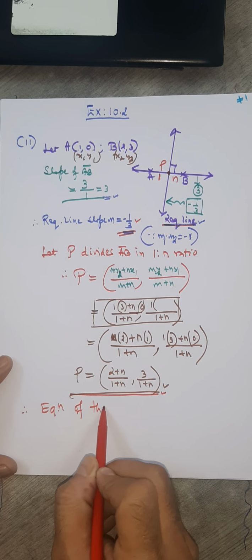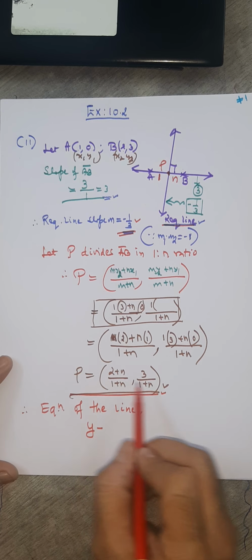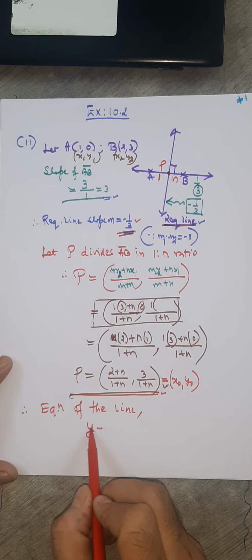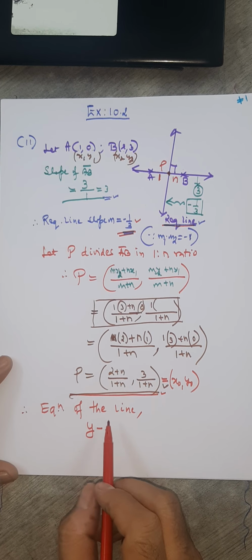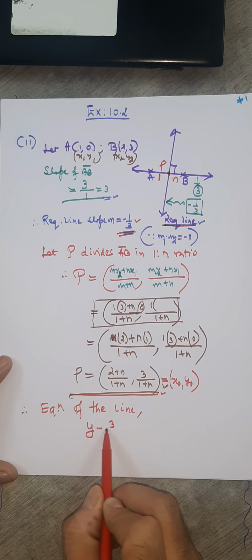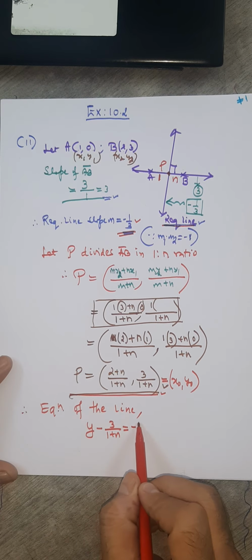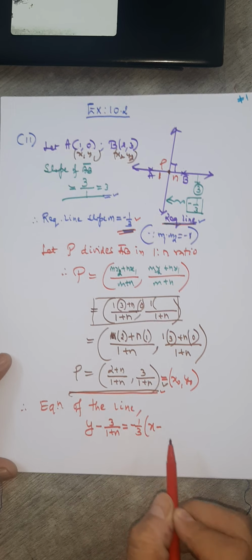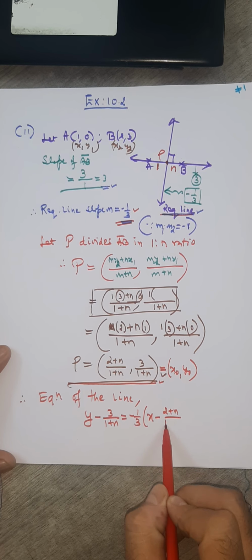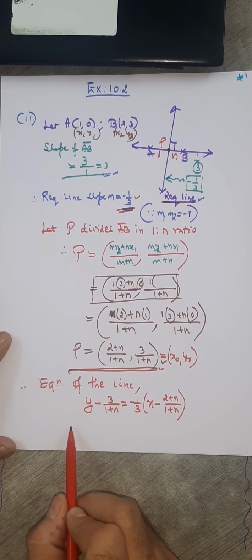of the required line is in point slope form: y minus y1. Which fixed point do you have? This one. You can call it x0, y0 also. y minus y0, which is 3 upon 1 plus n, equals the slope, minus 1 upon 3, into x minus x0, that is 2 plus n upon 1 plus n. Got it? Understood? So you are through, you just need to simplify.